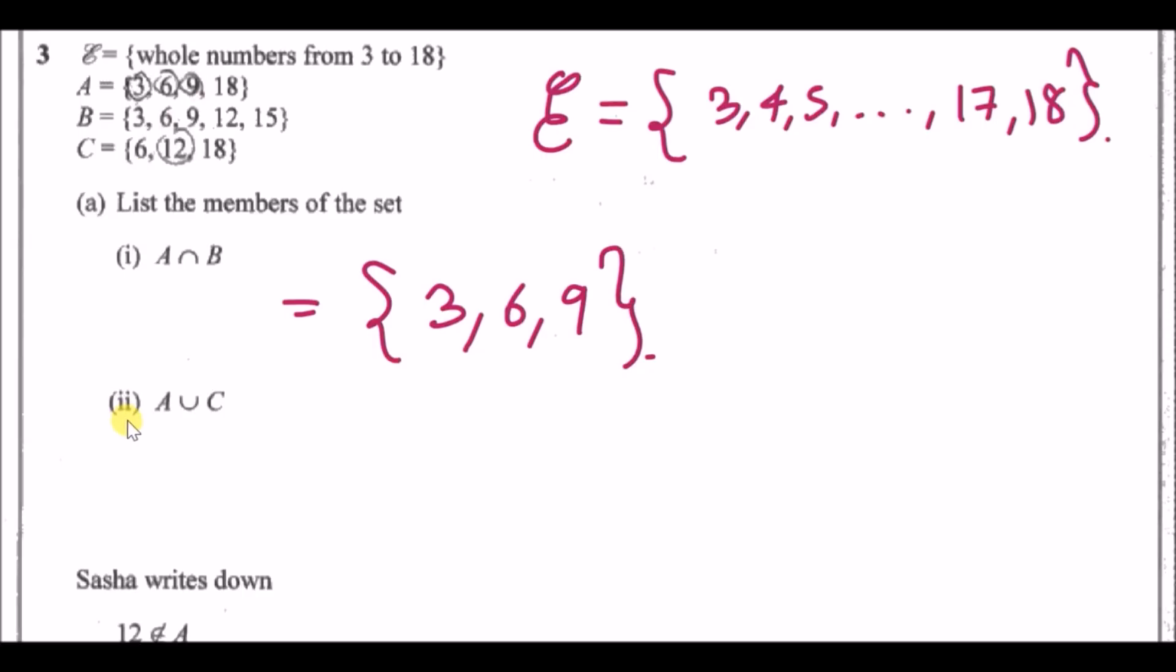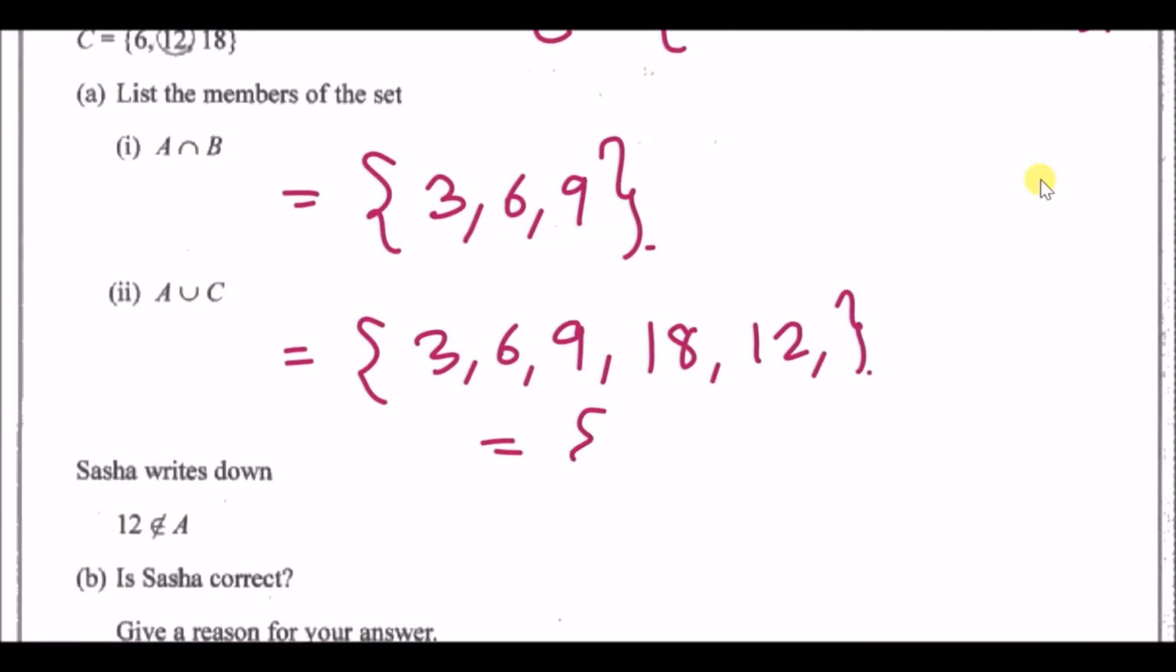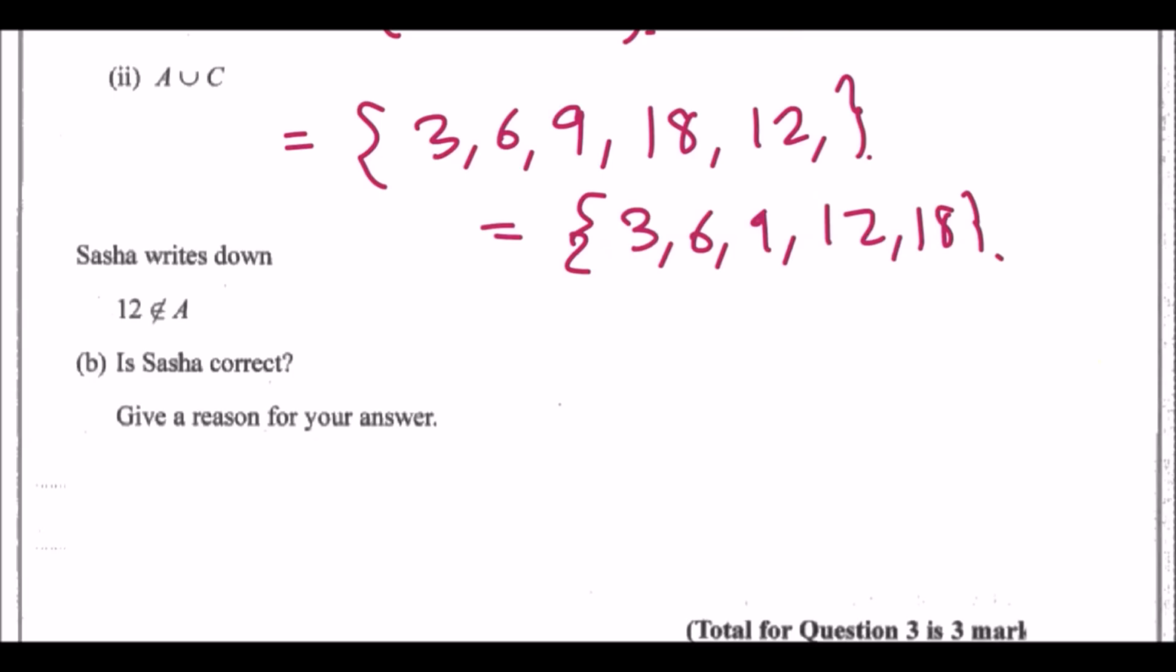Now, next bit. A uniting with C, so A union C. This means that we need to write every single element that appears in A and C without repeating. So we can see that in A, it's easy to start, the first ones we have are a 3, a 6, a 9, and 18. Now looking at C, we also have a 6, we don't copy it. We have a 12, which is unique, and that's it. Usually for this, I'm not sure if it matters to do it in order, but always rewrite it in order anyway, just in case. So you've got 3, 6, 9, 12, and 18. So you've got 5 elements.